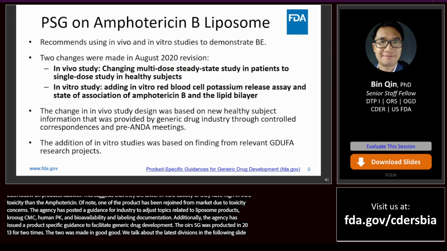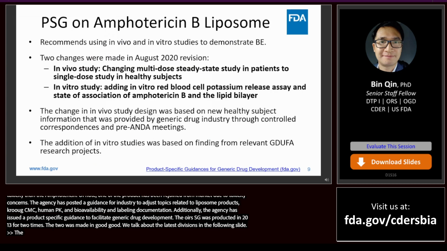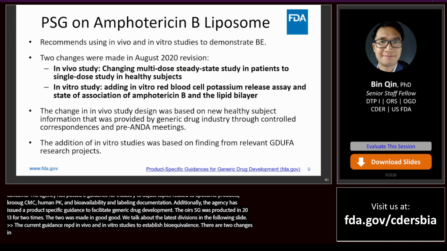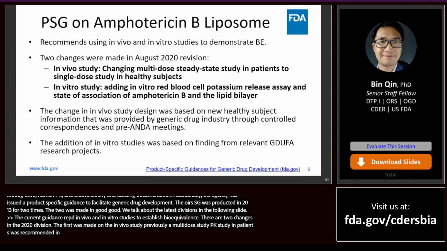The current product-specific guidance on Amphotericin B liposome recommends in vivo studies and in vitro studies to establish bioequivalence. There are 2 changes in the 2020 revision. The first change was made on the in vivo study. Previously, a multi-dose steady-state PK study in patients was recommended in the PSG. This revision changed the study to a single-dose PK study in healthy subjects.